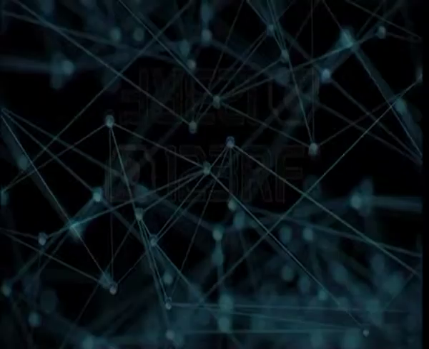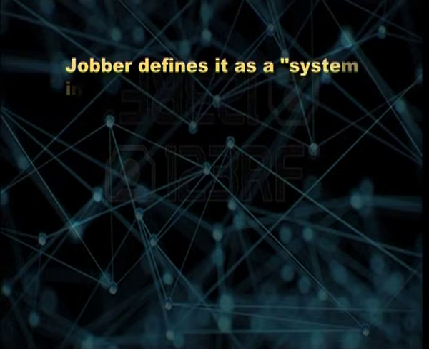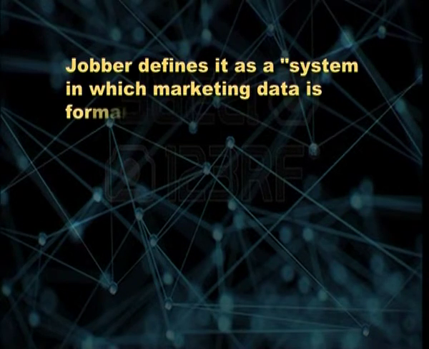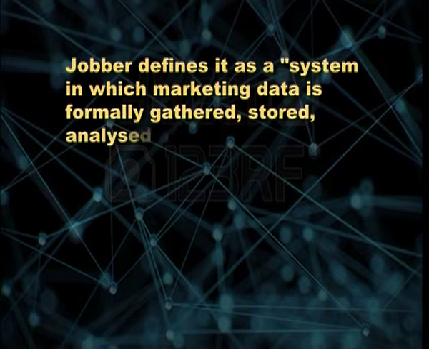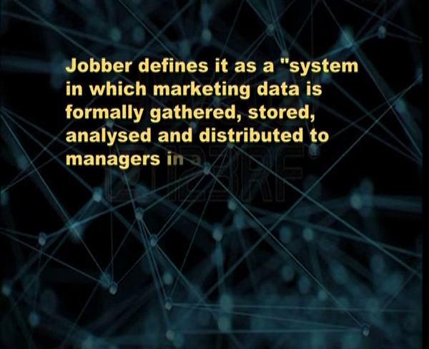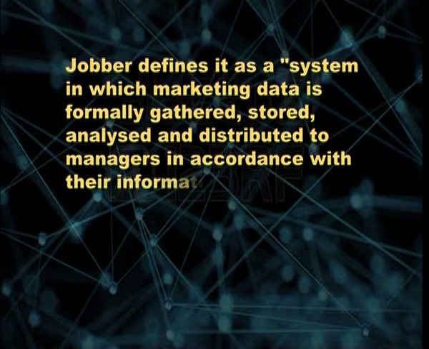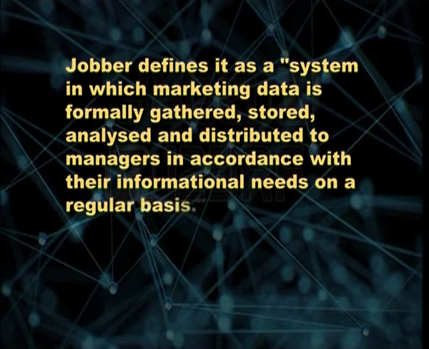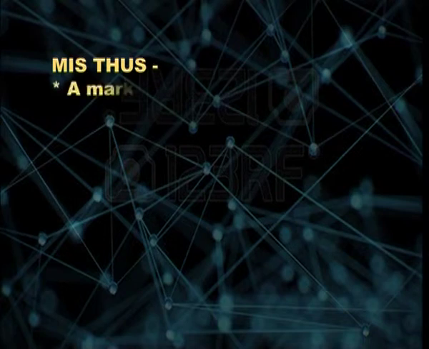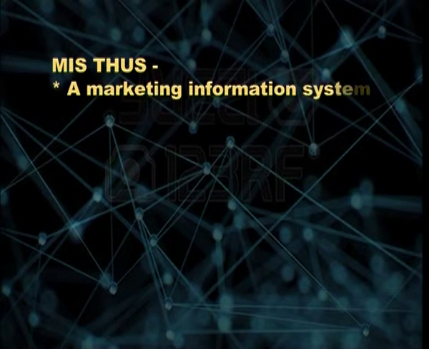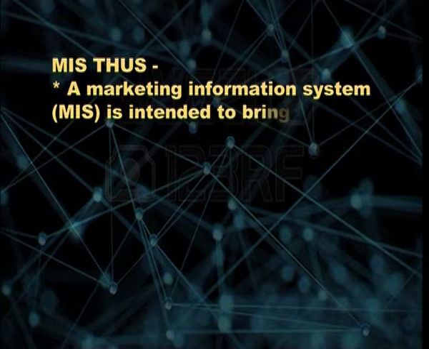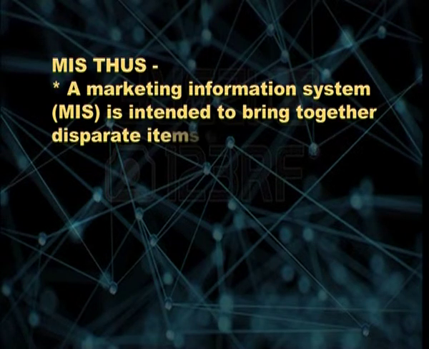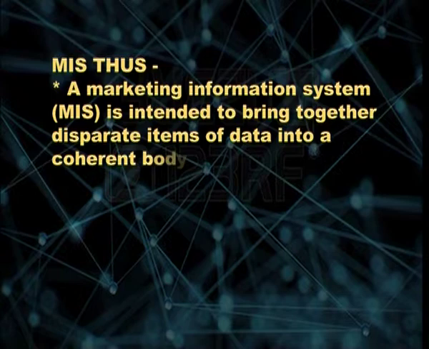A marketing information system is a management information system designed to support marketing decision making. Jobber defines it as a system in which marketing data is formally gathered, stored, analyzed and distributed to managers in accordance with their informational needs on a regular basis. Thus, a marketing information system, that is MIS, is intended to bring together disparate items of data into a coherent body of information.